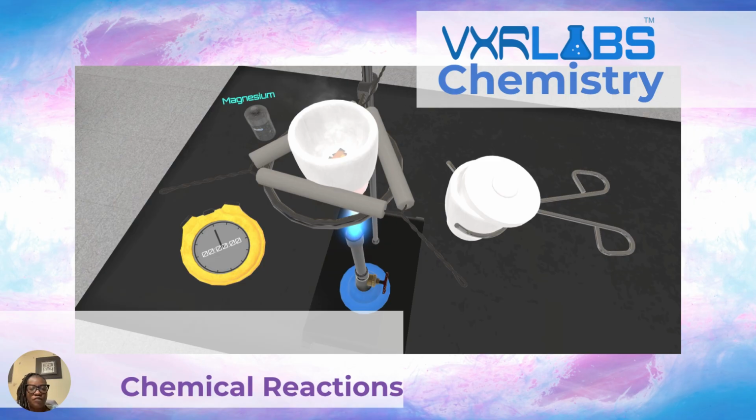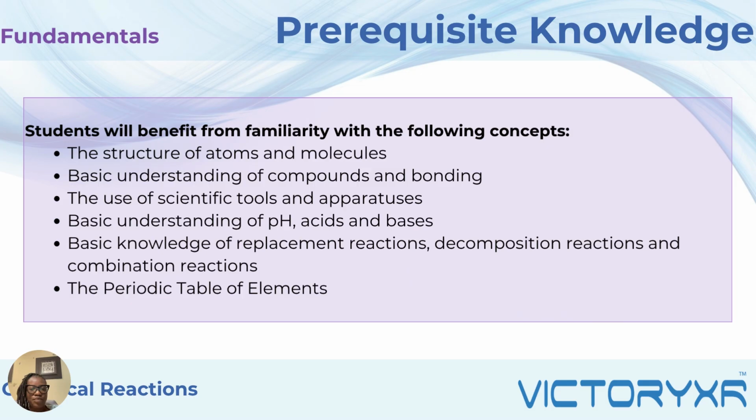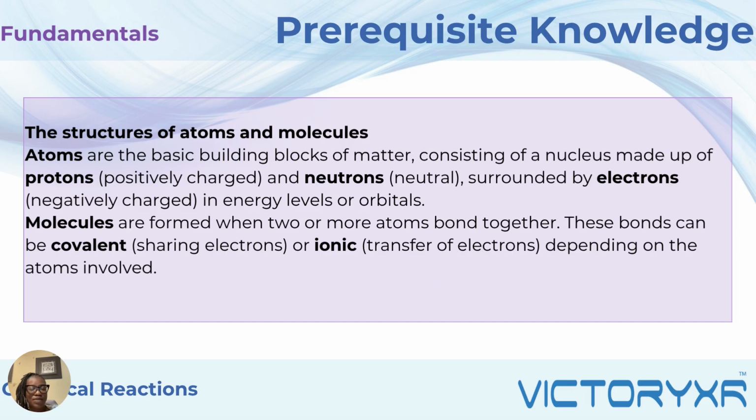This is an overview of the VXR Lab's chemistry presentation on chemical reactions. Before you start, you'll have to be familiar with the following things: the structure of atoms and molecules, a basic understanding of compounds and bonding, the use of scientific tools and apparatus, basic understanding of pH, acids and bases, and basic knowledge of replacement reactions, decomposition reactions, and combination reactions. You also have to have some kind of understanding about the periodic table of elements. We're going to get you caught up though if you don't.